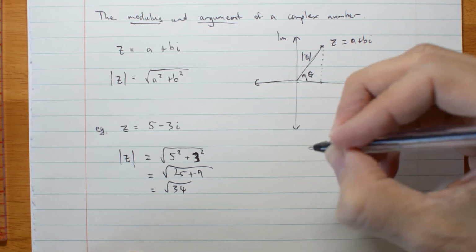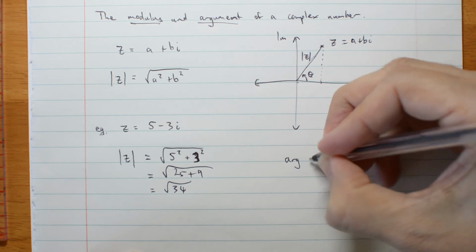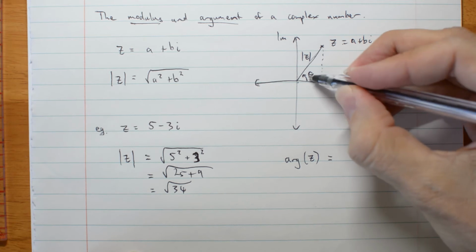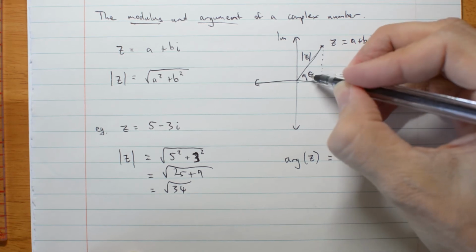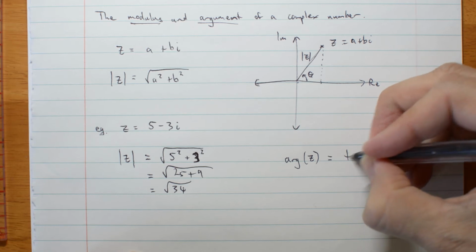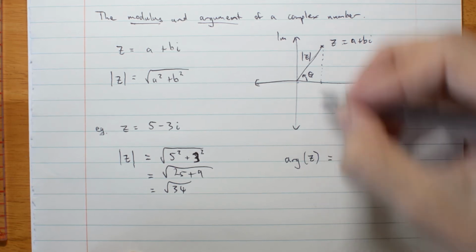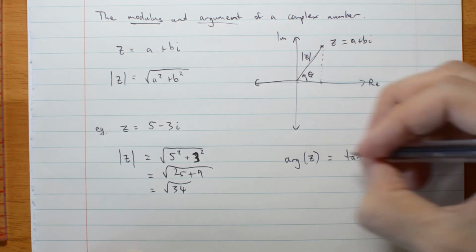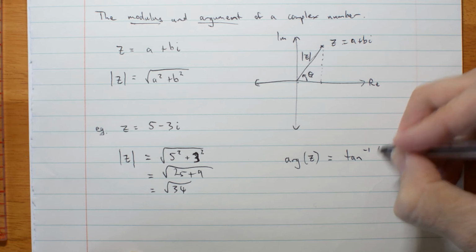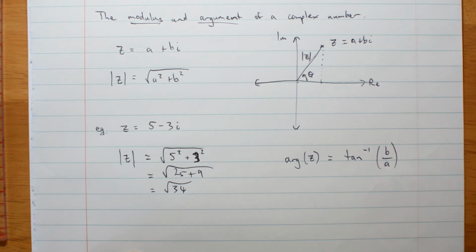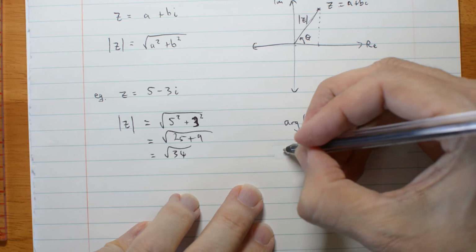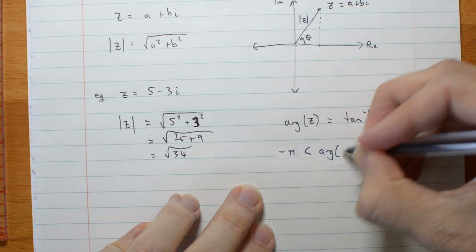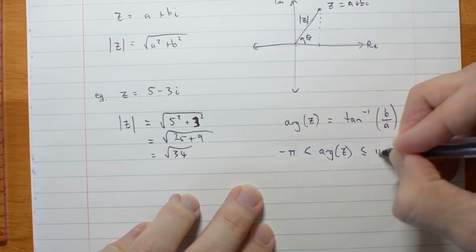Okay, so let me make you a few notes. The argument, arg of z, is equal to this angle here. Well, how do I get that angle? The tan of this angle is opposite on adjacent, b over a. So the argument is the inverse tan of b on a. And that is negative pi is less than the argument, less than or equal to pi.